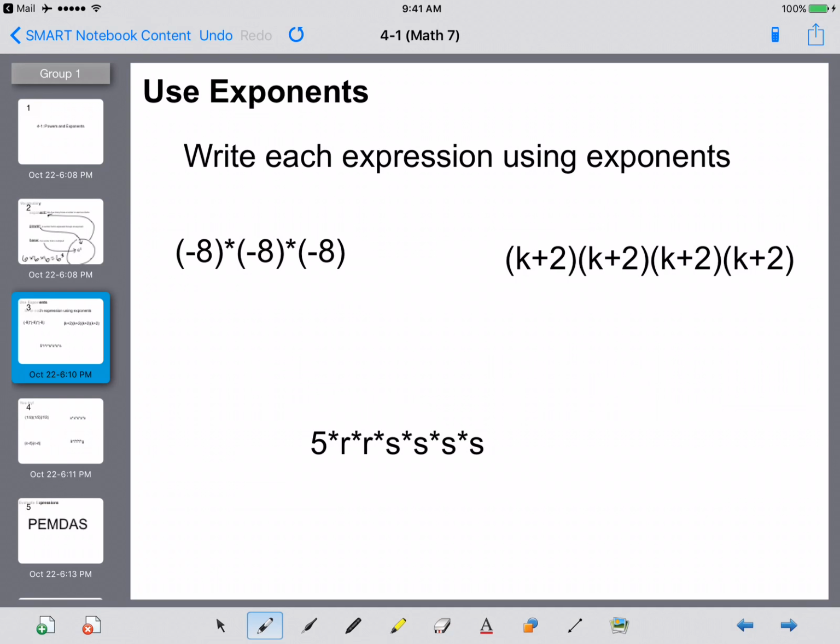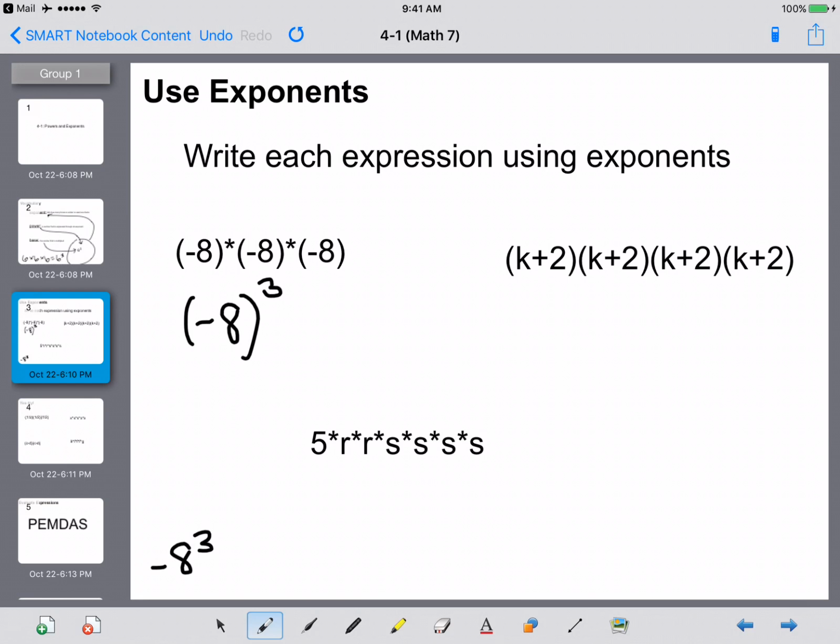Here we want to write an expression using exponents. We've got -8 3 times. When you have a negative number, if that number is being multiplied, it needs to be in parentheses. So (-8) to the third. If you see -8 to the third without parentheses, that would be whatever 8 to the third is, and then turning that into a negative number. So just something to keep in mind.